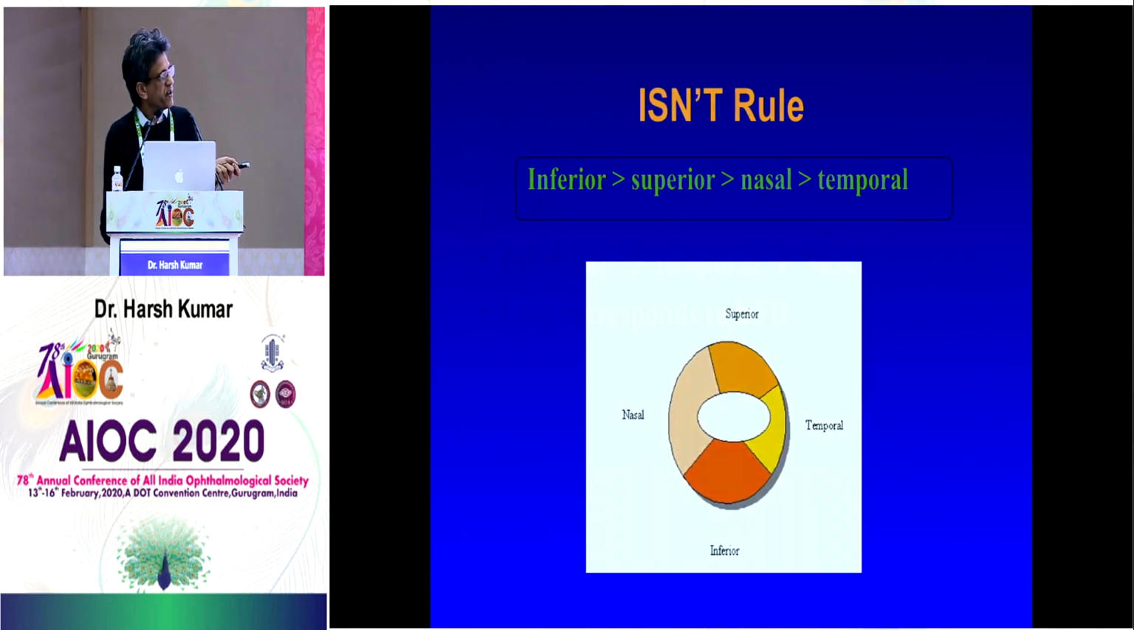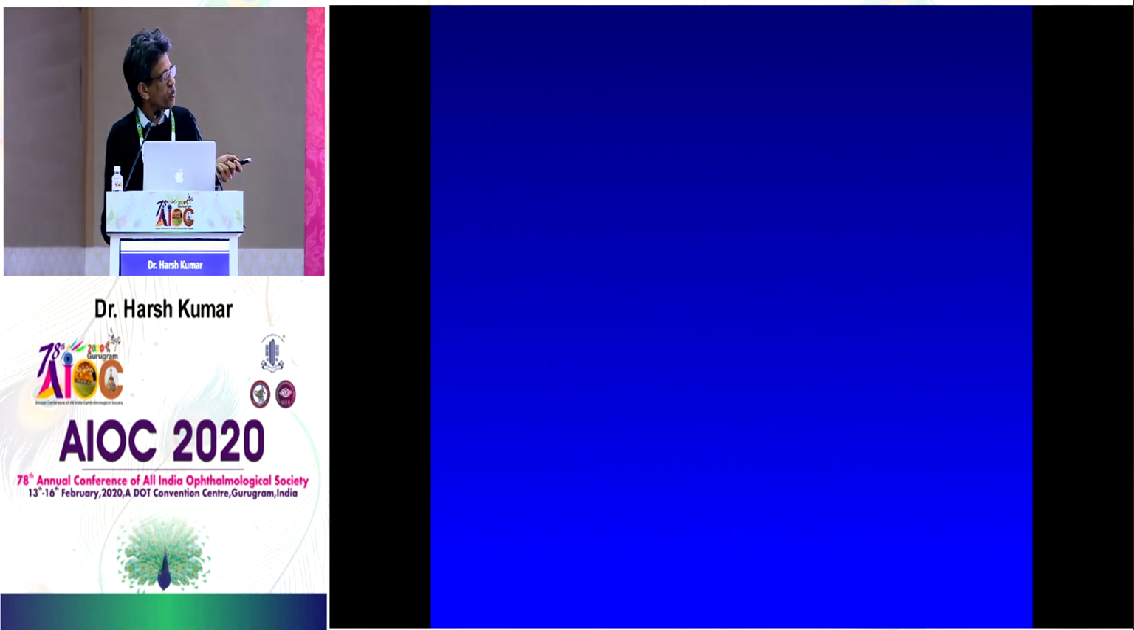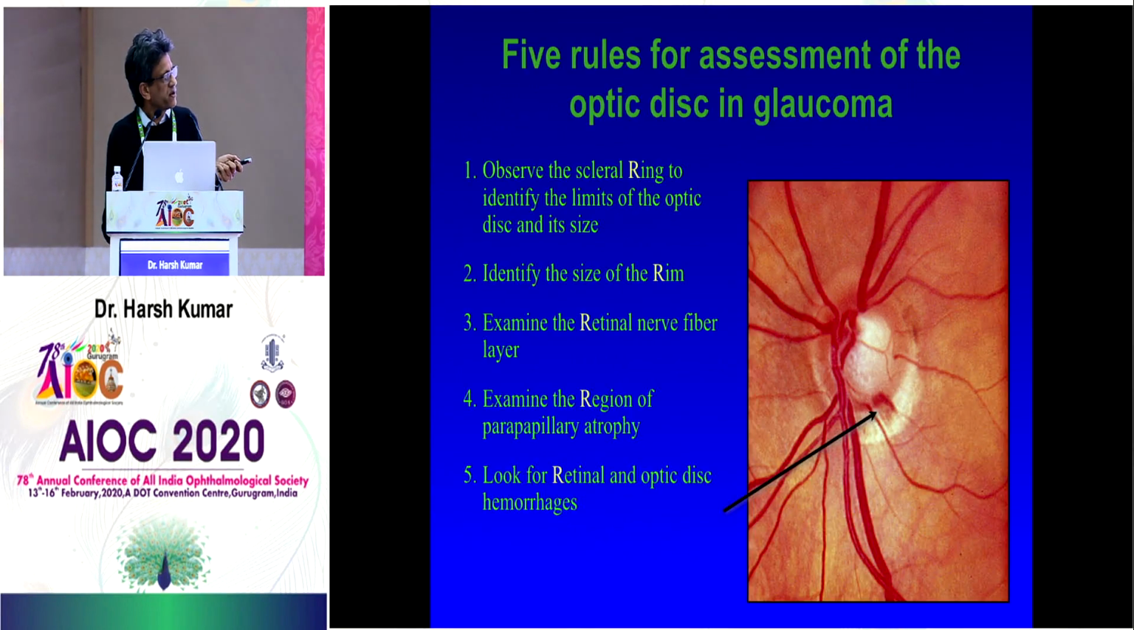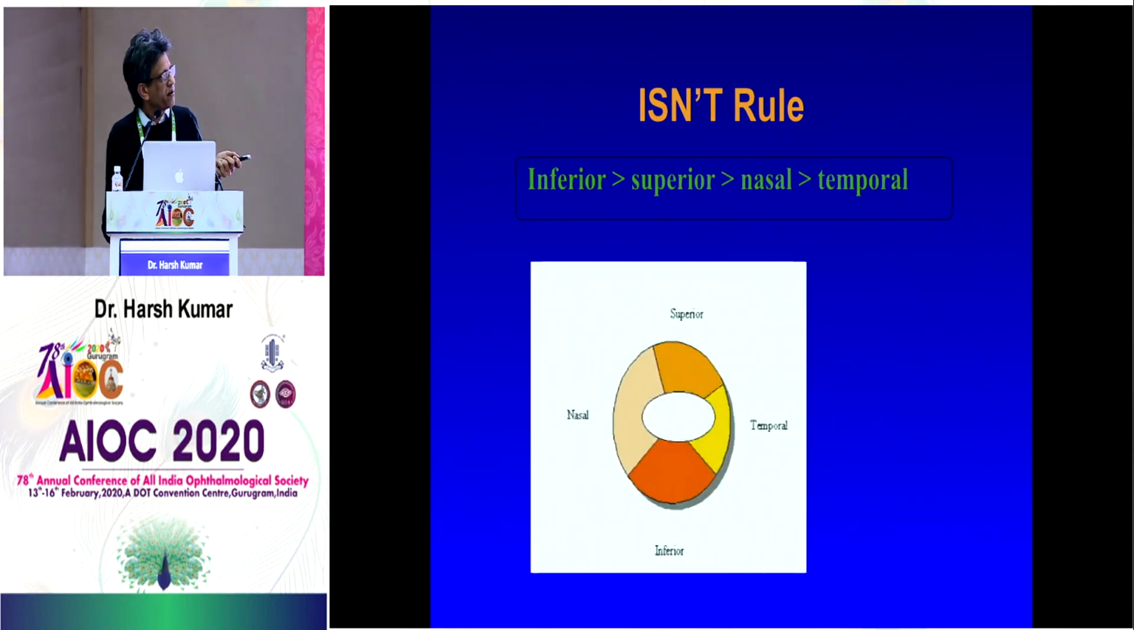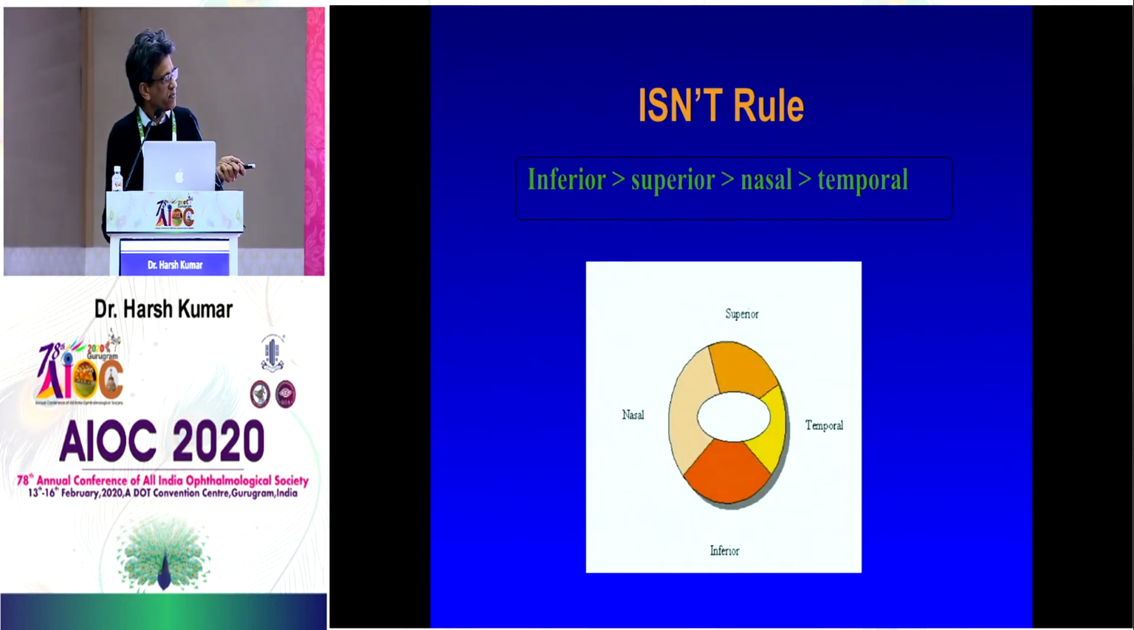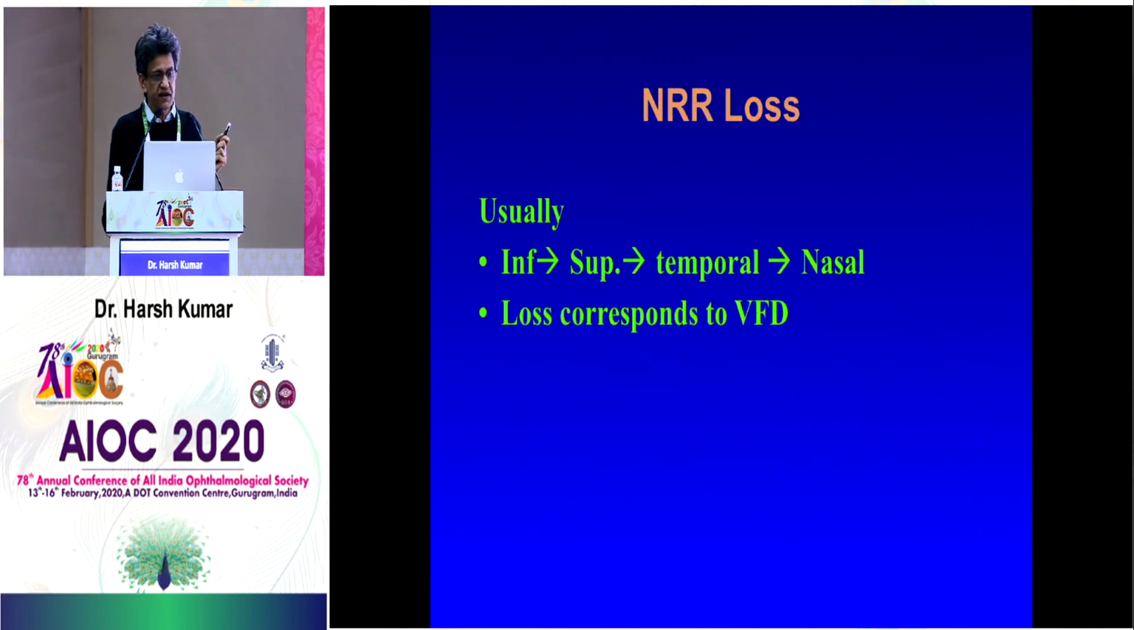A very, very important rule is the ISNT rule. What it basically tells you is that normally you have the thickest fibers inferiorly, followed by superior, followed by nasal, followed by temporal. Even today when I start looking, sometimes I realize, oh, this is like it.